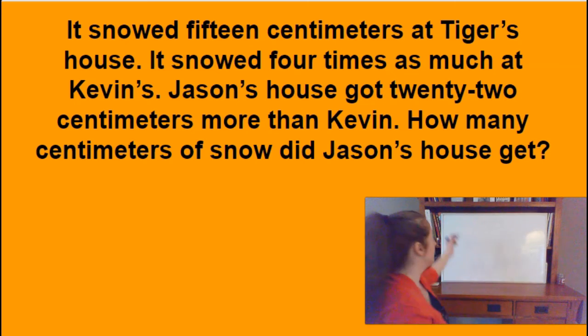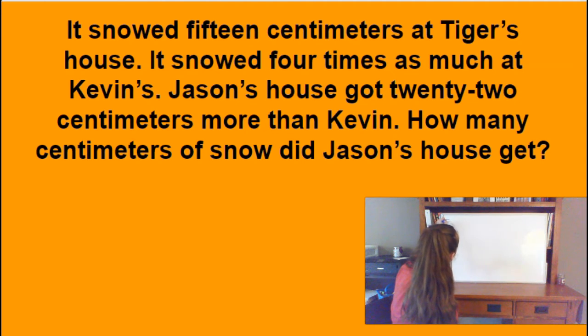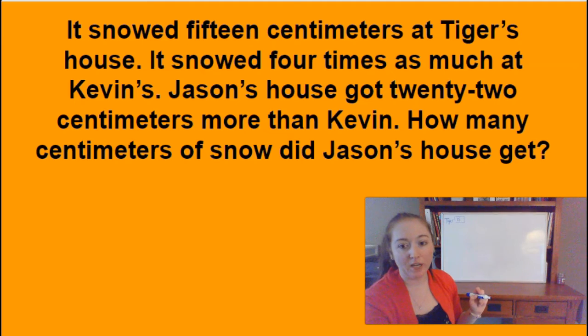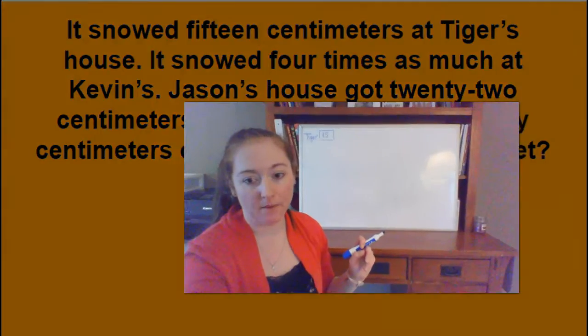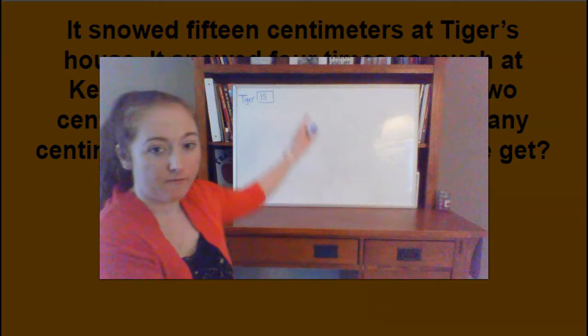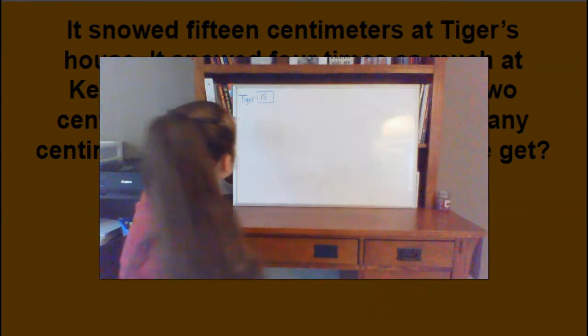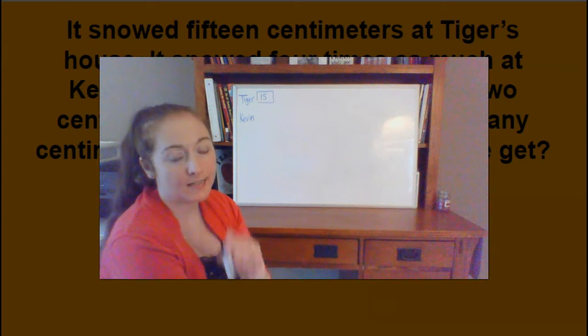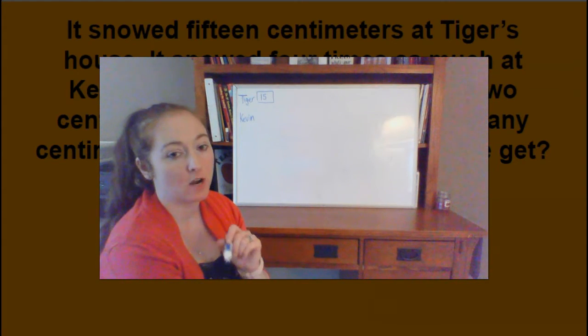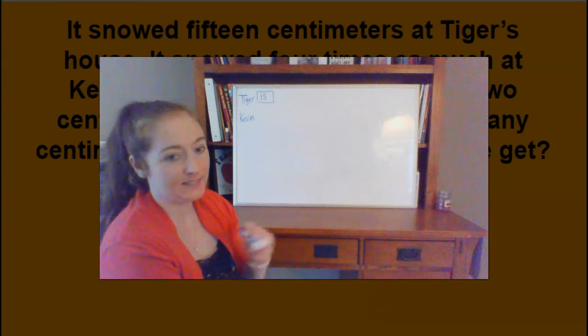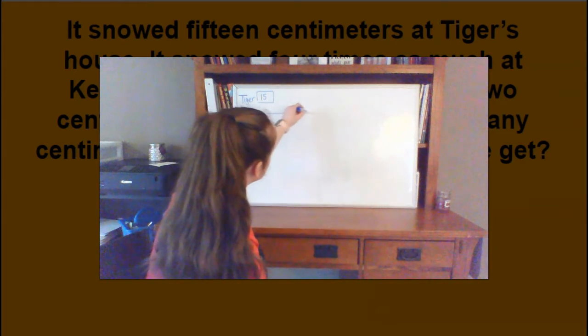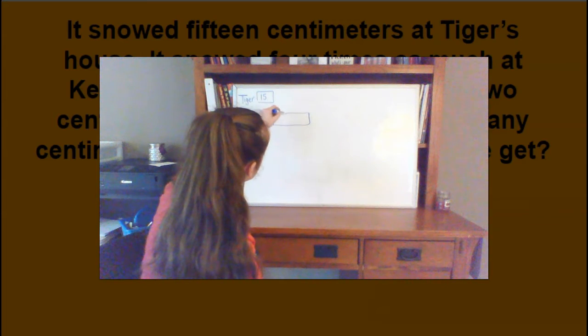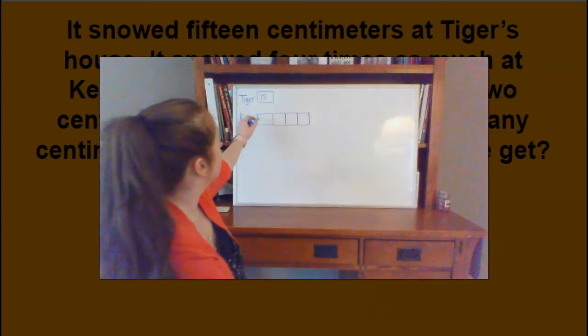Okay, so we know that Tiger's house got 15 centimeters. That's our known, okay? We know that that's what Tiger got. He got 15 centimeters. Now let's go to Kevin. Our word problem said that he had 4 times as much. So how many rectangles would I draw if it's 4 times as much? 4 rectangles. Okay, each one of these will be 15.